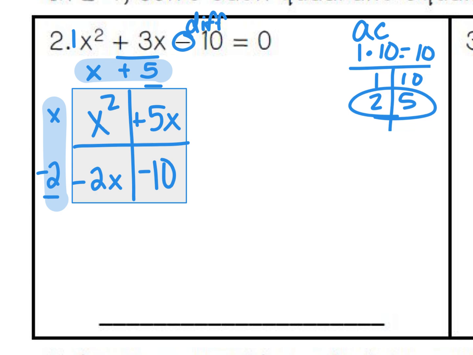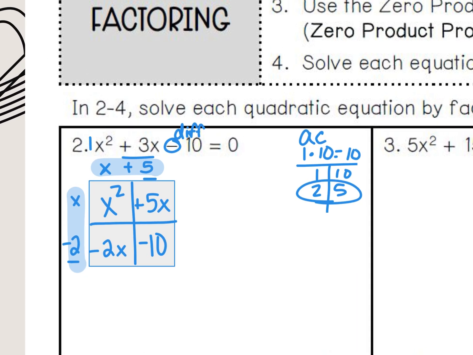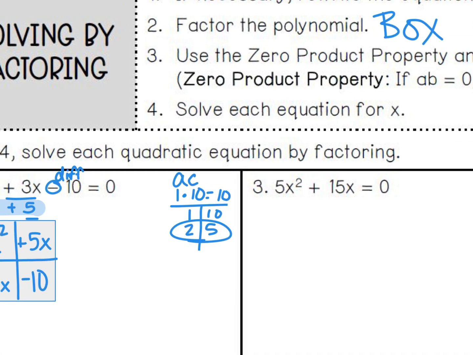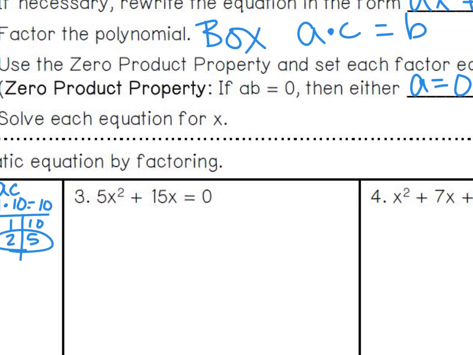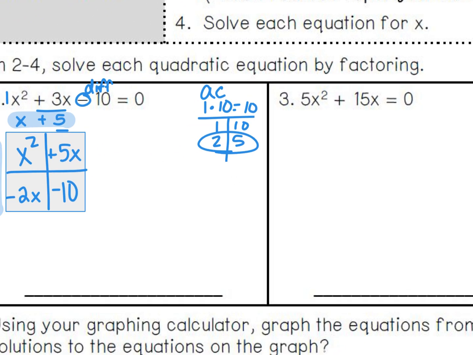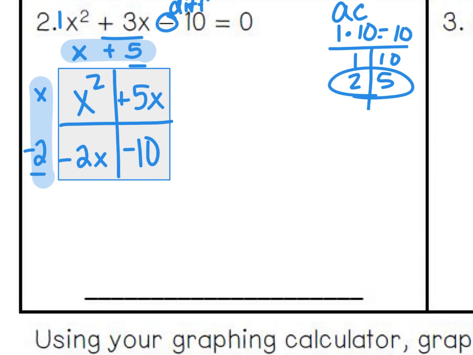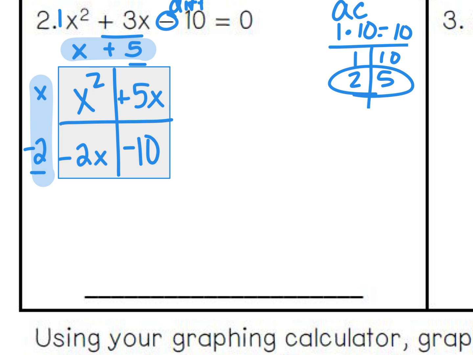Our step says, after we get our factors, we are going to use a 0. So we're just going to set those factors equal to 0. That's what it's saying. So I want to show you what that looks like. Don't overthink this. It's not hard. We're going to say x plus 5 equals 0. And we're going to say x minus 2 equals 0. And now we're just going to solve for x.